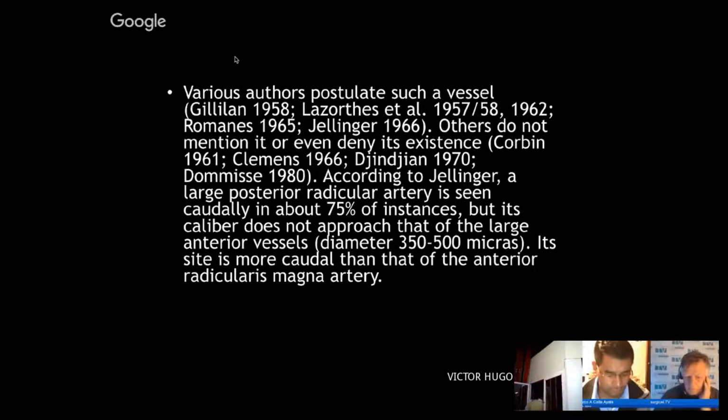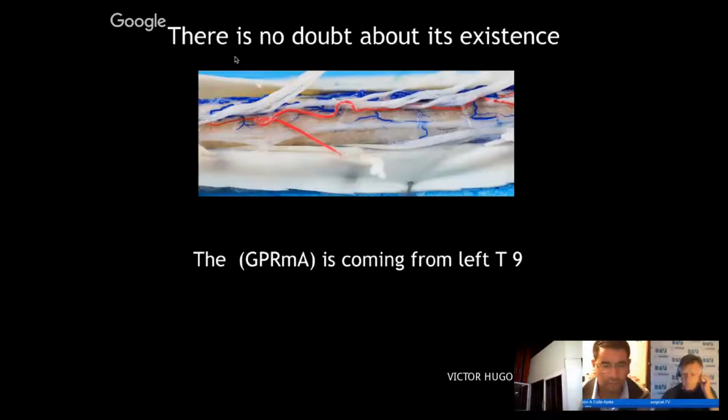According to Jellinger, a large posterior radicular artery is found caudally in about 75% of instances, but its caliber does not approach that of the large anterior vessels. Its diameter is between 350 and 500 microns. Its site is more caudal than that of the anterior radicularis magna artery. There is no doubt about its existence, and it's very important to know this artery.